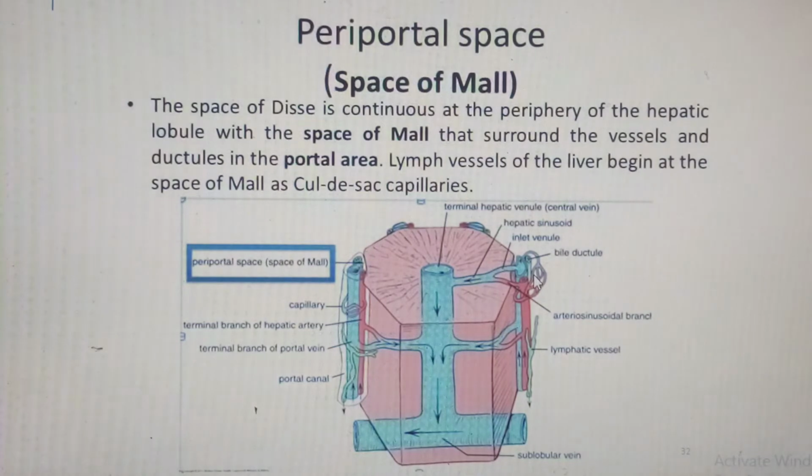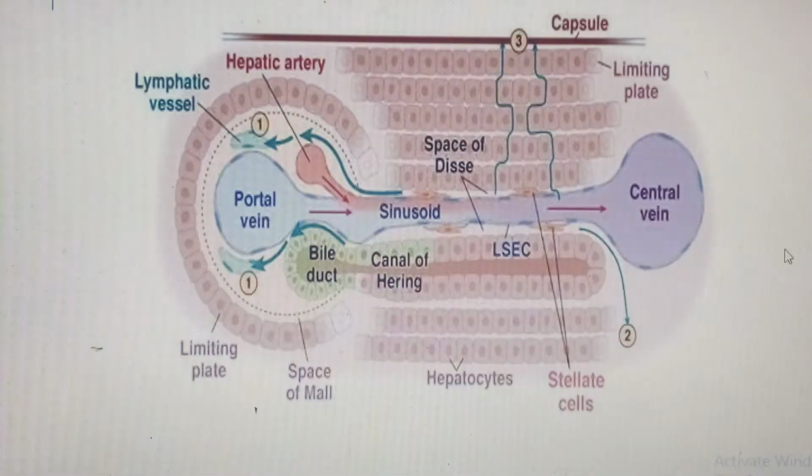Now remember, an important thing that we want to tell you is that this area is thought to be the site in the liver where lymph originates. This is because there are lymphatic vessels which we also find around this area, at the periphery of the hepatic lobules. So that's what you have to know here.